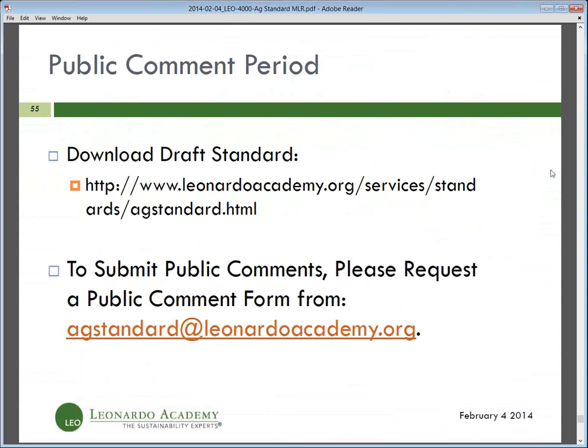For the public comment period, you can download the draft standard at this web address on the Leonardo Academy website, and you can submit public comments using the public comment form. If you'd like to request a public comment form, please send an email stating such to the Ag Standard at Leonardo Academy web address.